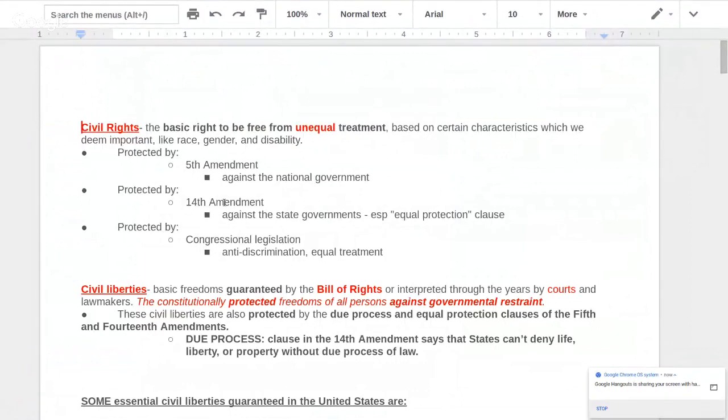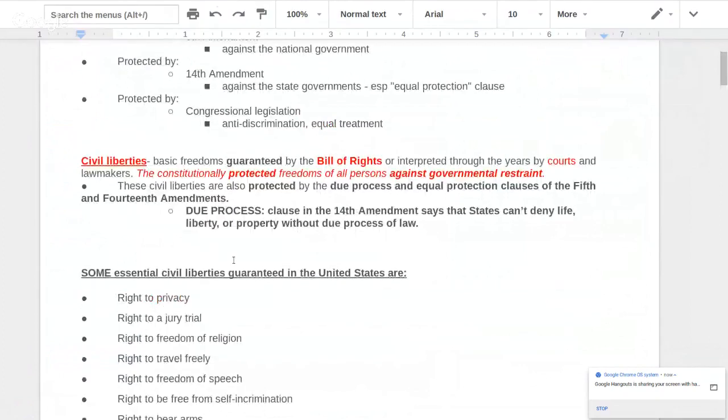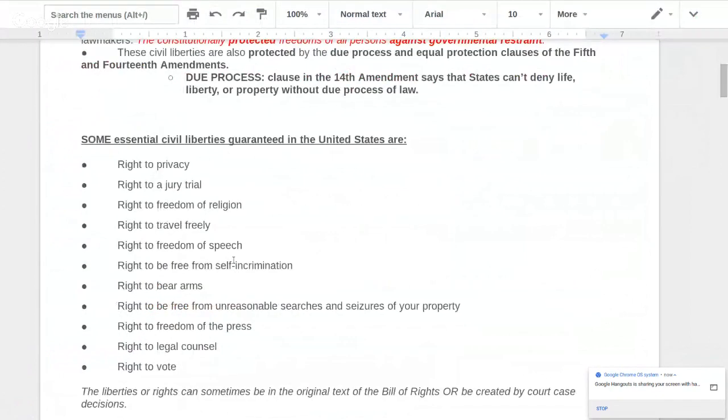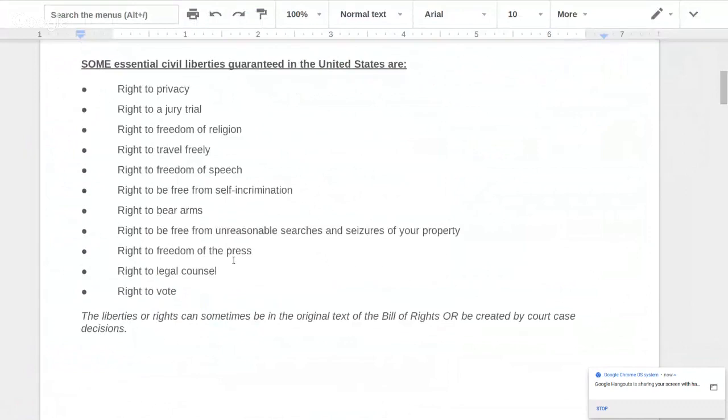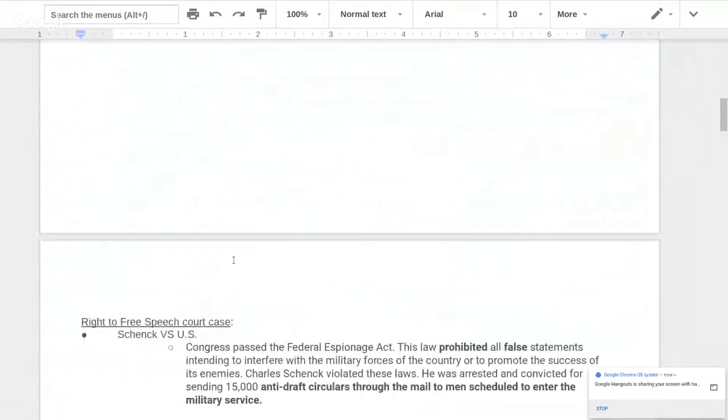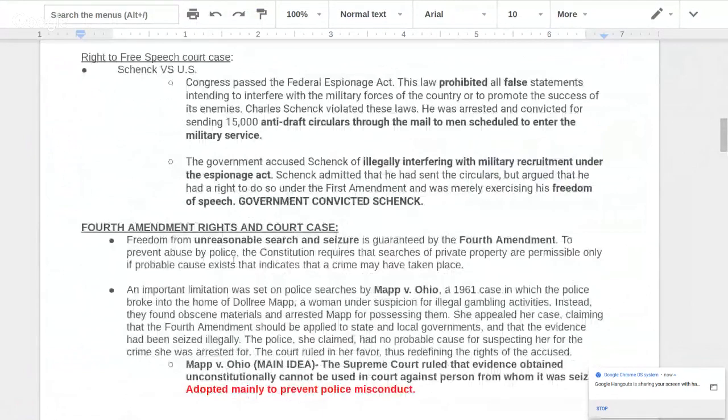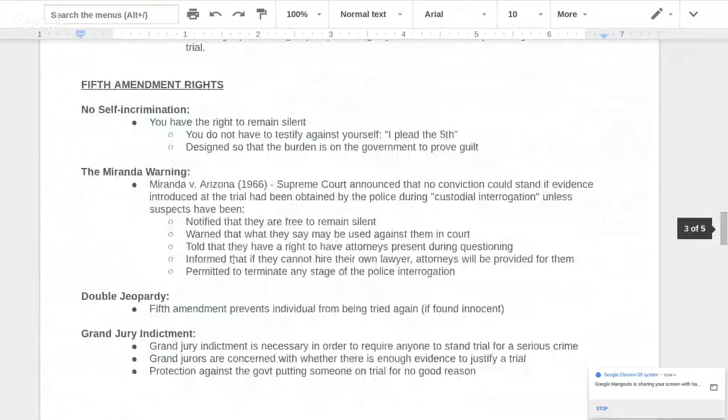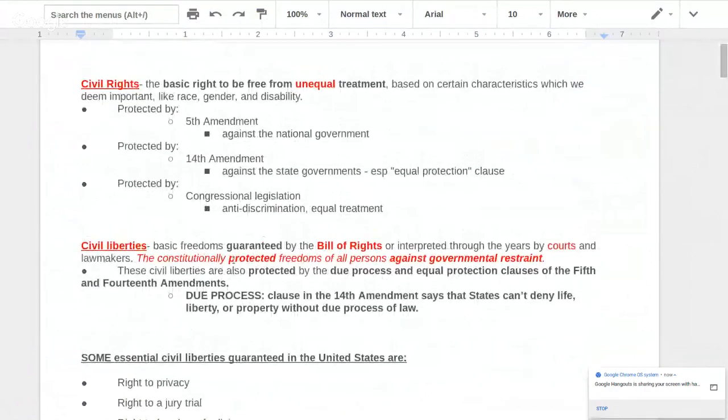Everybody, this is your student aide here, and today I will be talking about civil rights, civil liberties, and some liberties and rights guaranteed in the United States Constitution. There's Schenck versus United States, the Fourth Amendment rights, and much more. So let me get started.